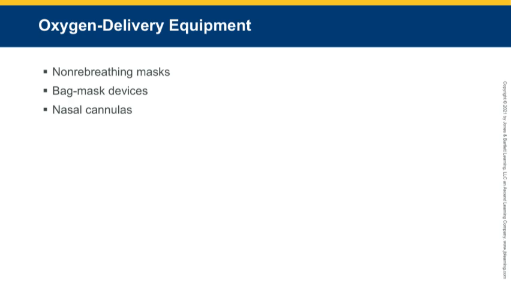Venturi masks allow precise oxygen concentration adjustments, while tracheostomy masks are used for patients with stomas. Choosing the right device ensures effective oxygenation and prevents complications. In the next slides, we'll explore each device in more detail.